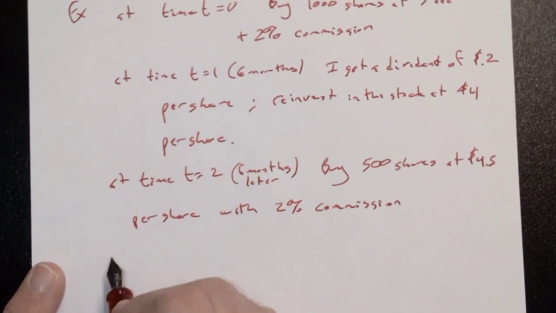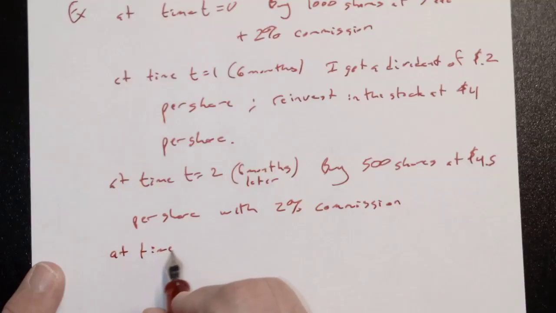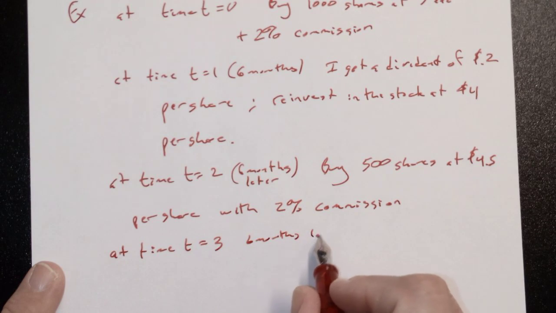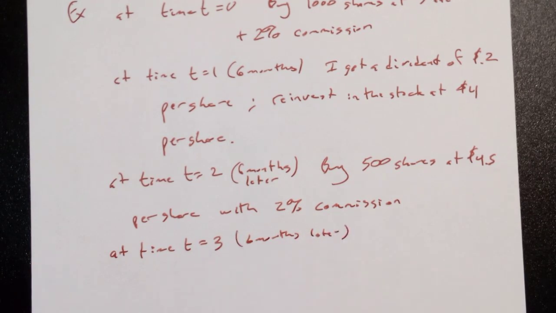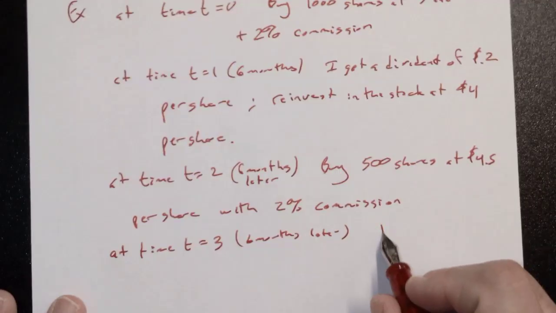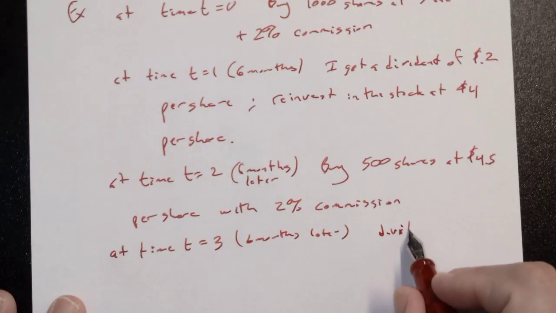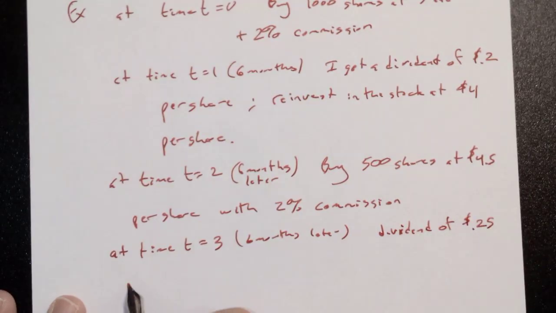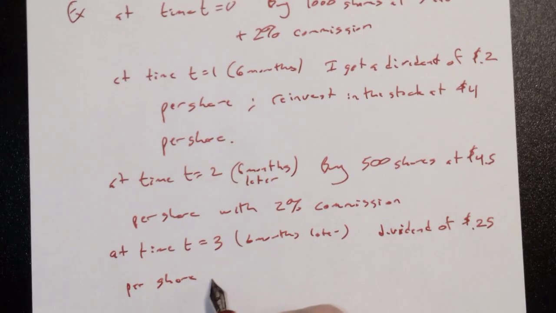Time three, 6 months later, they issue another dividend, a quarter per share. And I tell my broker, I want out, sell them all, and the selling price is $5 per share.